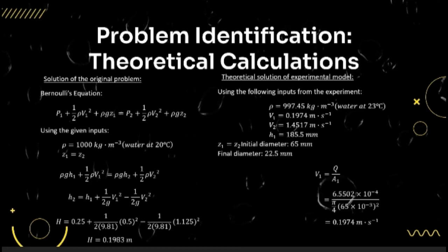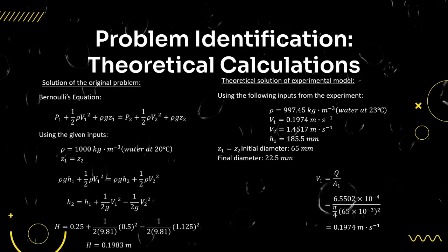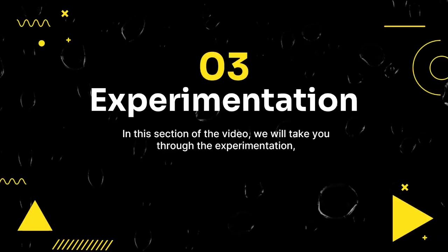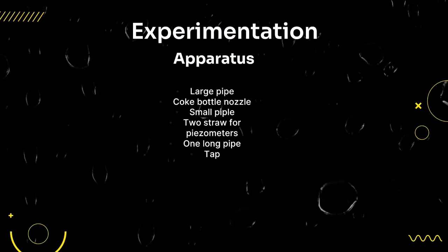The input value from the experimental model, presented on the slide below, was substituted into the derived equation, yielding h as 49.23 millimeters, which is equal to a gauge pressure of 481.71 Pascal. By varying the initial diameter of the pipe, the effect on h can be seen. Increasing the diameter decreases the height.